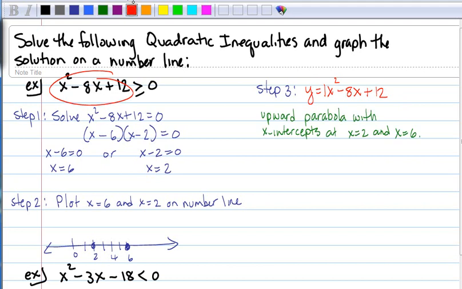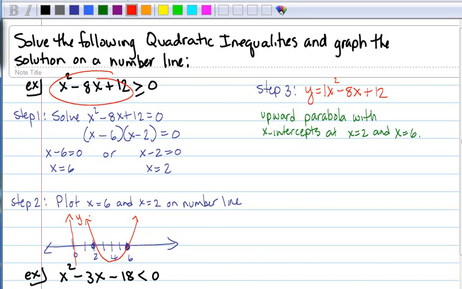So what I'm going to do is graph this parabola. I'll do it in red, and I'm going to make it upward. I'm thinking of this as an xy plane now, and I'm going to place the x-intercepts at that 2 and that 6. I don't even care how wide or narrow that parabola is. I just care about those intercepts. So I'm just going to draw any upward parabola that goes through 2 and 6.